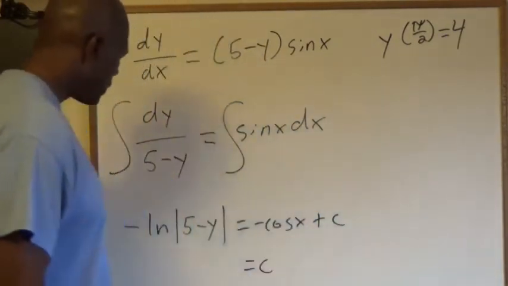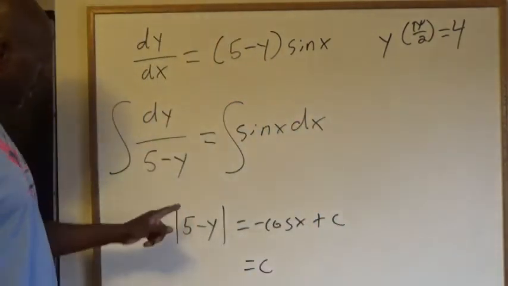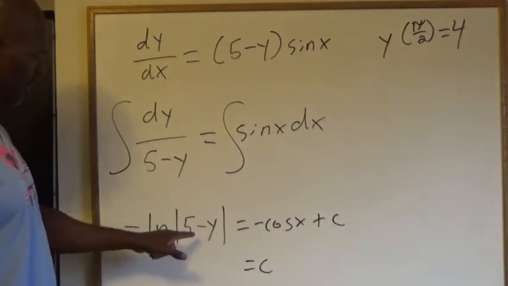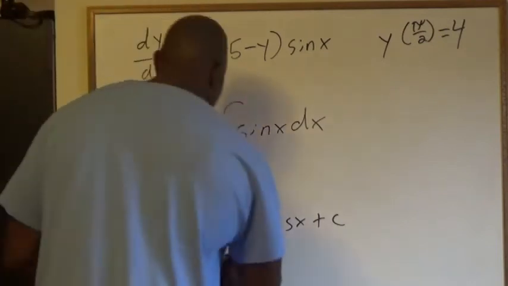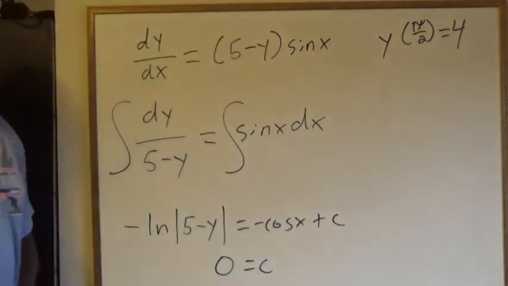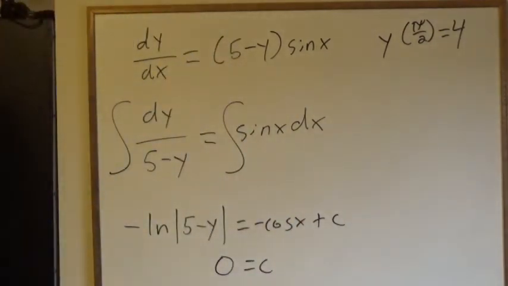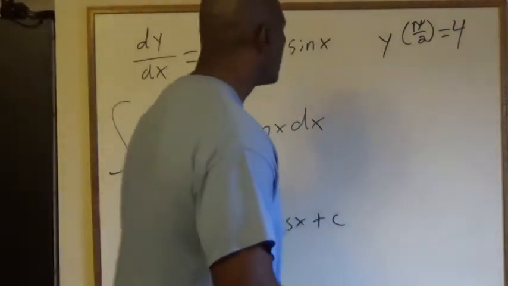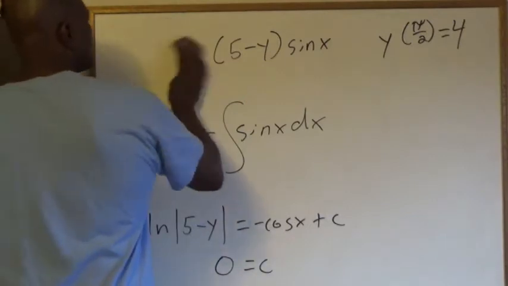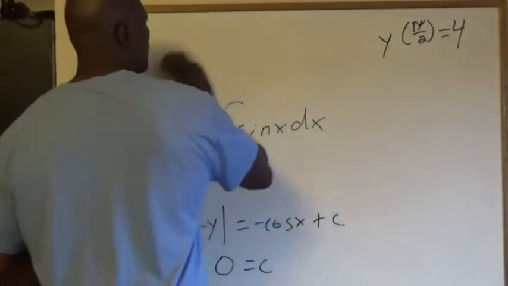And if I plug in 4 for y, 5 minus 4 is 1. ln 1 is 0. So c actually is 0. It's a nice value for c. So for this problem, c actually is 0. So we solved for c. It was nice. I enjoyed it. Hope you did as well.